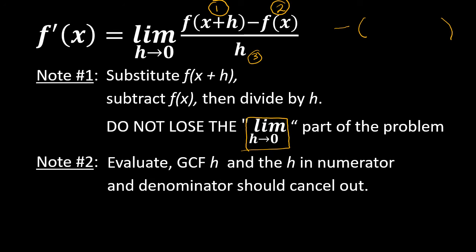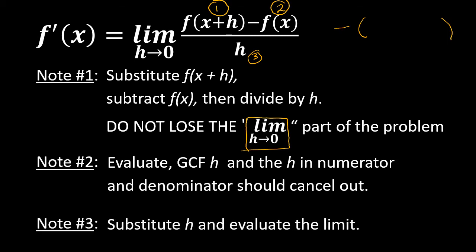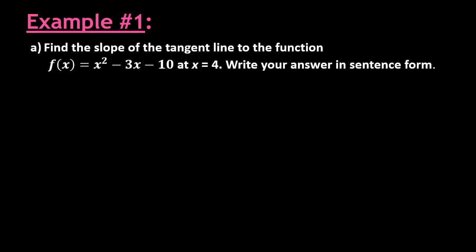Note 2: you are going to evaluate this function once you get all the substitutions made. You're going to GCF out the h, and the h in the numerator and the h in the denominator should cancel out. When we did the difference quotient at the beginning of the chapter, we talked about that. If your h's do not cancel out, then you have made a mistake. Note 3: substitute in the 0 for h and evaluate the limit. Hopefully whatever you did to simplify, you will no longer have division by 0 and the limit will exist.